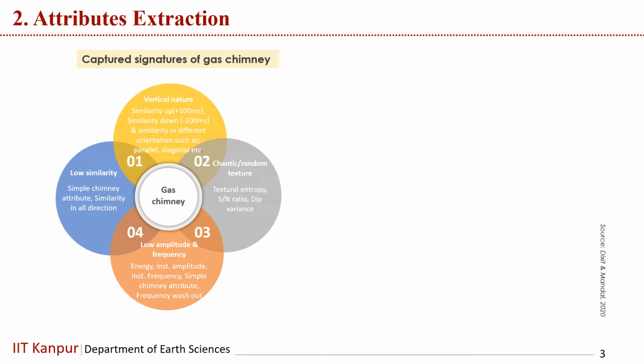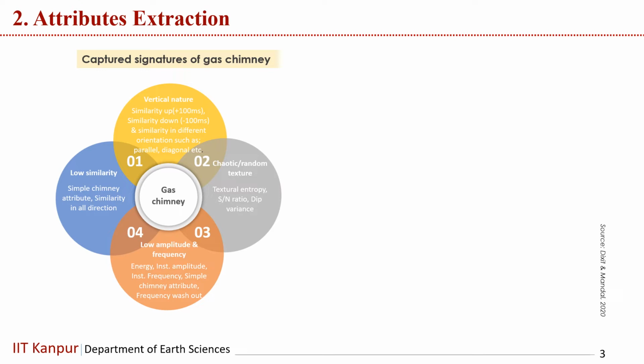To capture each signature, we have used a set of attributes. And here are the responses of a few attributes. For example, let's see signal to noise ratio. Here you can easily identify we are getting very low signal to noise ratio, which indicates the presence of gas chimney in this particular area. And a similar pattern we got for other attributes as well.